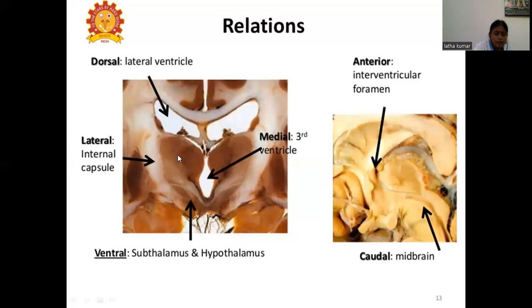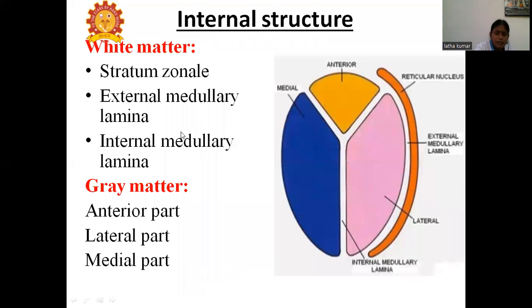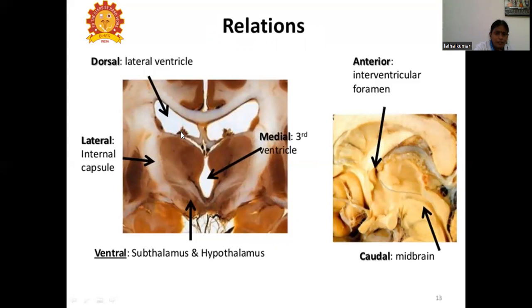And ventral surface or inferior surface. This is the ventral or inferior surface. This surface is related to the hypothalamus anteriorly and the ventral thalamus posteriorly. Medial surface forms the greater part of the lateral wall of the third ventricle and it is lined by the ependyma. The medial surfaces of the two thalami are connected by interthalamic adhesion.